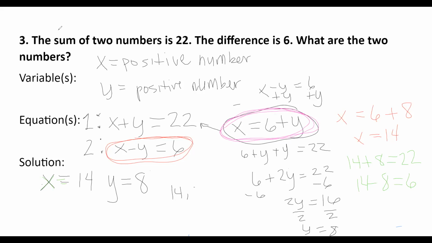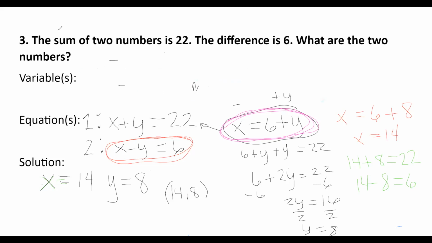So our ordered pair or our solution is (14, 8). Pause if you don't have it. You should have been writing when I was writing. One more to go.